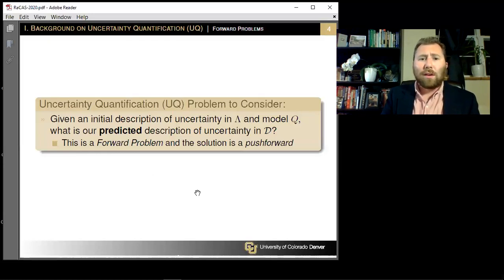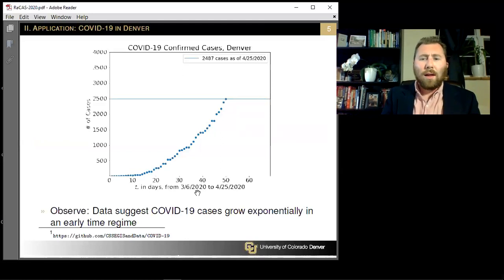So given an initial description of uncertainty in our parameter space in our model, can we predict uncertainty in the data space? This is called a forward problem, and the solution of that is called a push forward. Now, let's get straight to our application.